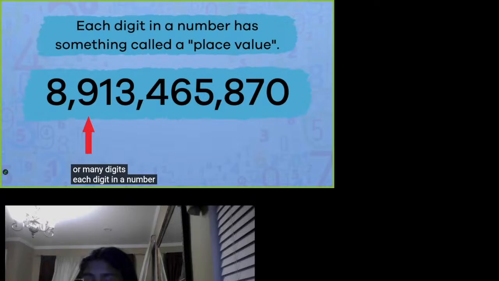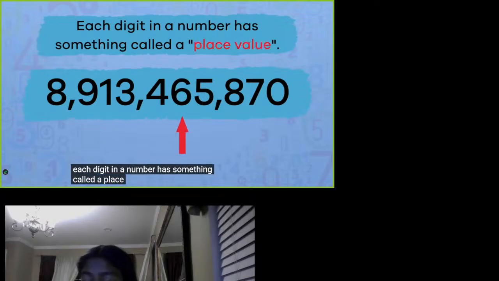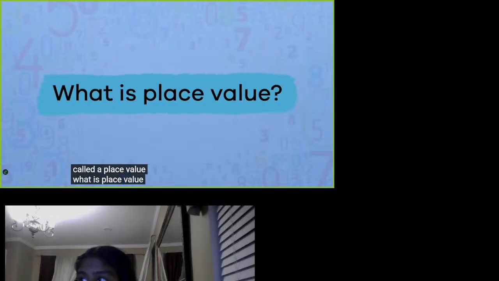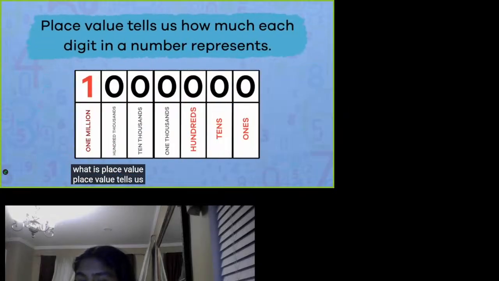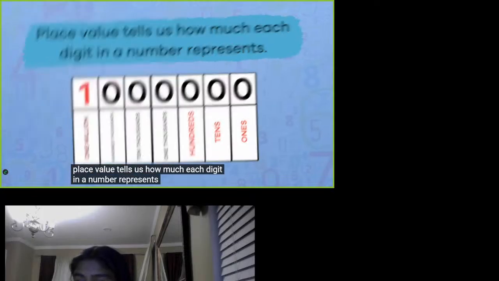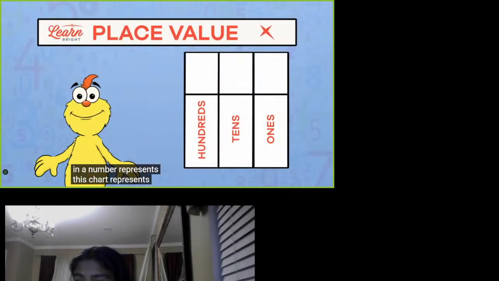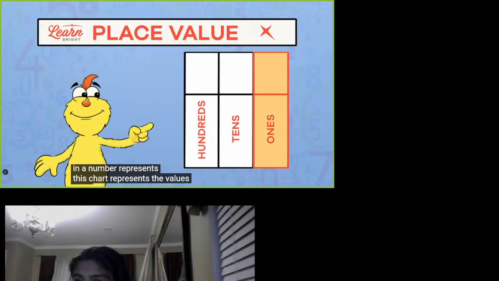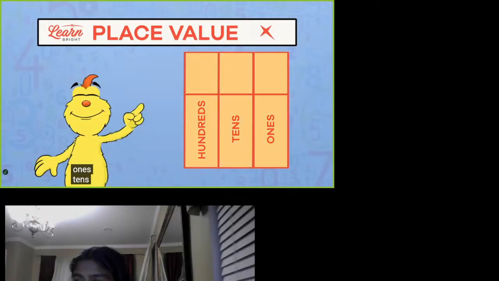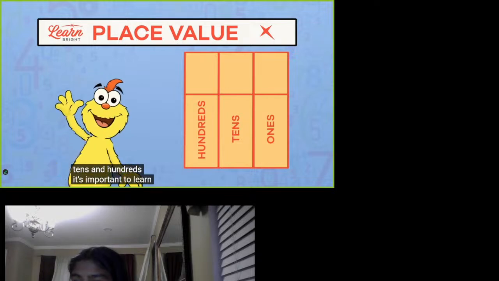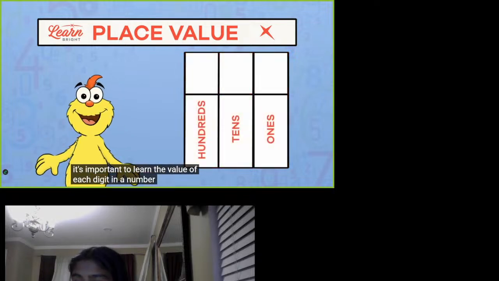Each digit in a number has something called a place value. What is place value? Place value tells us how much each digit in a number represents. This chart represents the values ones, tens, and hundreds. It's important to learn the value of each digit in a number.